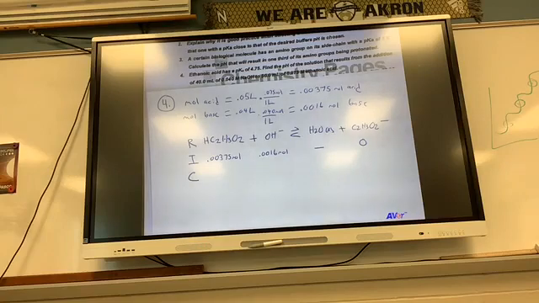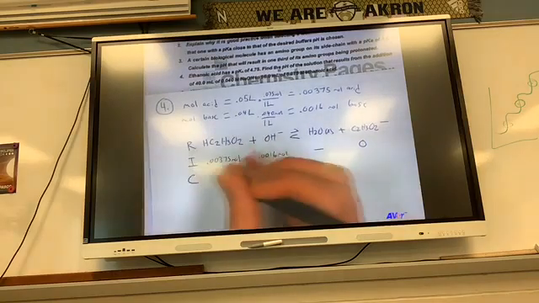Ideas on the change? My hint is think limiting reactant. The limiting reactant is the hydroxide. How do you know? Because there's less of it. Oh, so is it minus 0.0016? Yeah, because I'm going to use up all of the base.